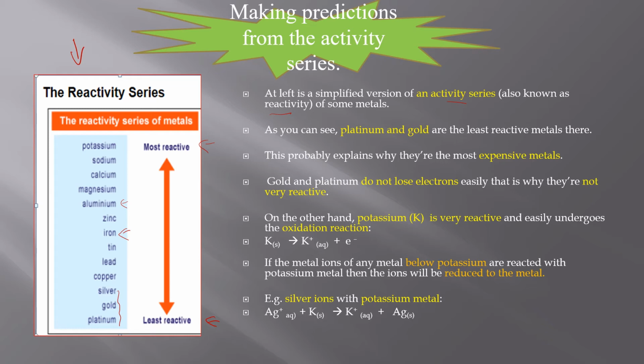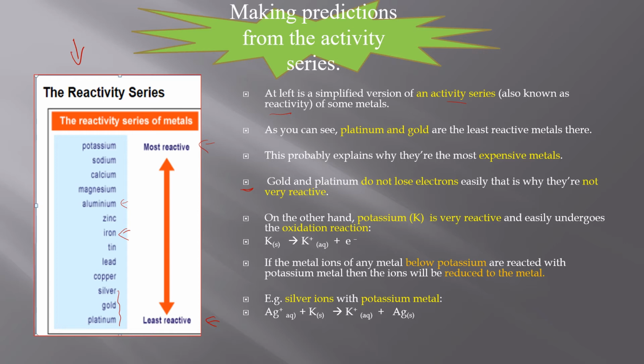Obviously right at the top there, you've got things like potassium, sodium, calcium, highly reactive metals that will react very quickly and quite explosively. The ones down the bottom tend to be found in their pure form and tend not to be too abundant, and hence tend to be quite expensive metals, things like gold, silver, and platinum. Essentially what we've written here is that gold and platinum do not lose electrons easily. That's why they're not very reactive.